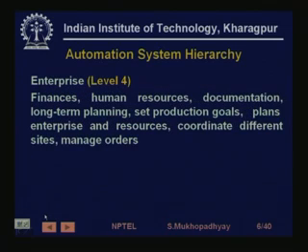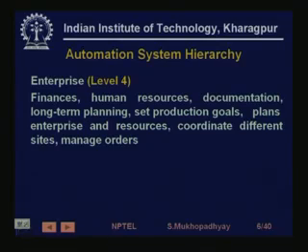So if you take a brief look at the various levels. At the highest level you have enterprise level systems or business systems, where you talk about finances, human resources, documentation, long term capacity planning, whether, looking at the order and the market, you need to set up a new plant or acquire a certain kind of machine, what kind of production goals you want to achieve. These are the kind of things that are actually done at the enterprise levels.